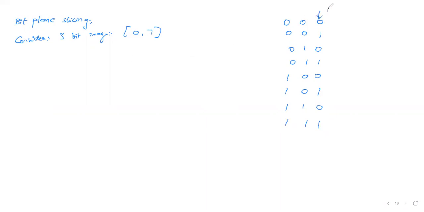So this is one plane, this is one more plane, and this is one more plane. Each bit is considered as one plane. We represent it like this. So, 3 planes.